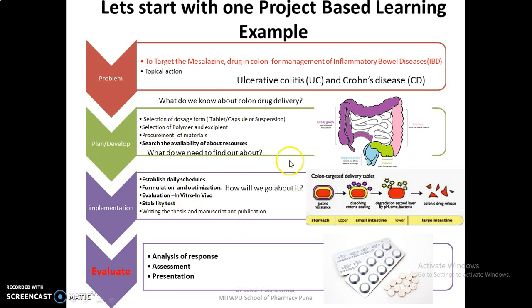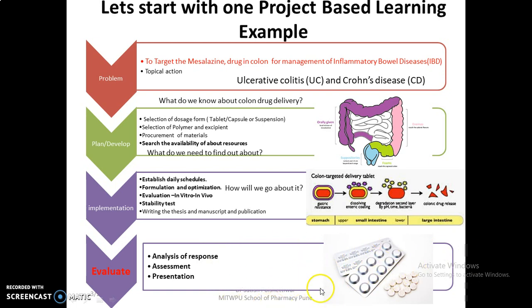Then after making the plan properly, when your plan is ready, you can implement it. The actual work starts. You can do formulation, optimization, evaluation. You can do the stability study. You can write the manuscript for publication. These are the things that you have to implement. Then you can evaluate it: response, assessment, and you can make a presentation. This is the final product.